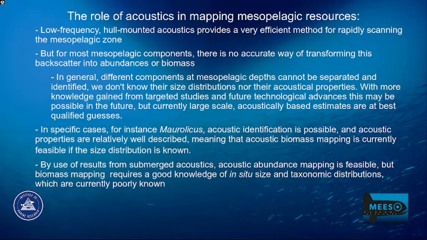I say in general, because there are mesopelagic components where we are both capable of identifying these components and also have decent acoustical models and can also obtain decent size distributions, so that the acoustical method is feasible. The genus Maurolicus comes to mind, and blue whiting is in effect a mesopelagic species that is already monitored acoustically. However, for most mesopelagic resources, accurate mapping by the classic acoustic trawl method is a bit of a pipe dream at the moment.